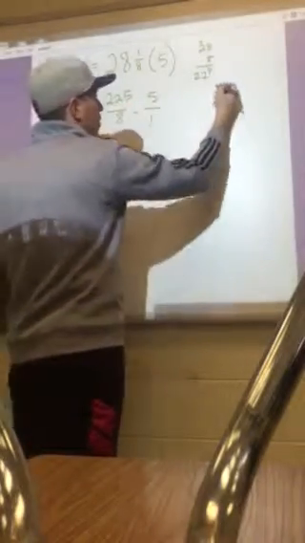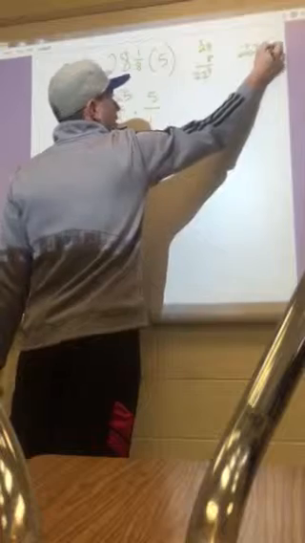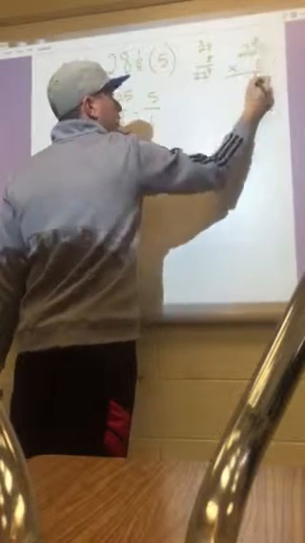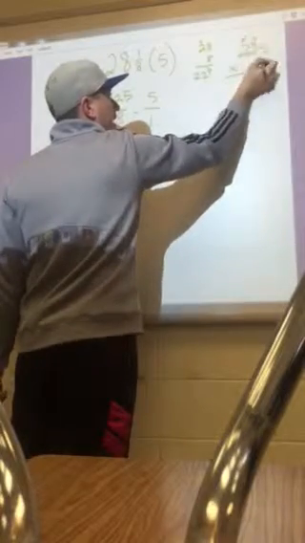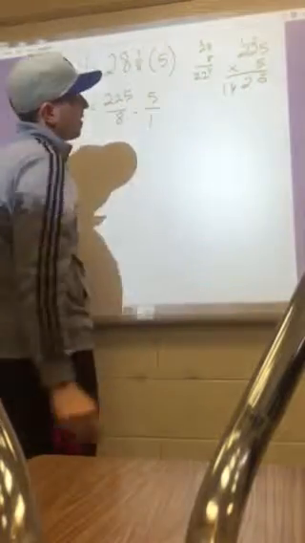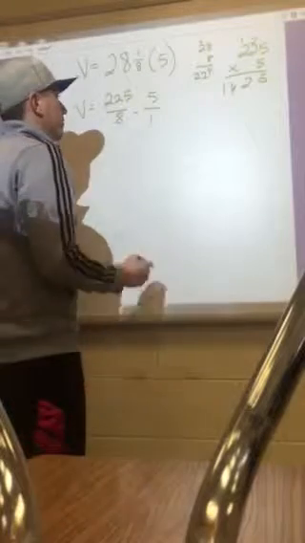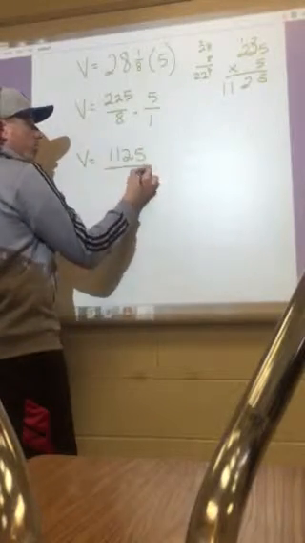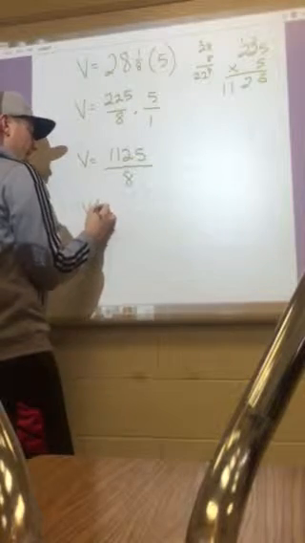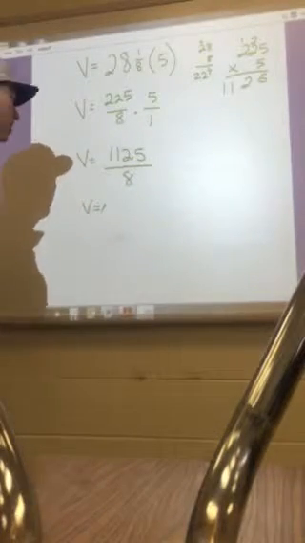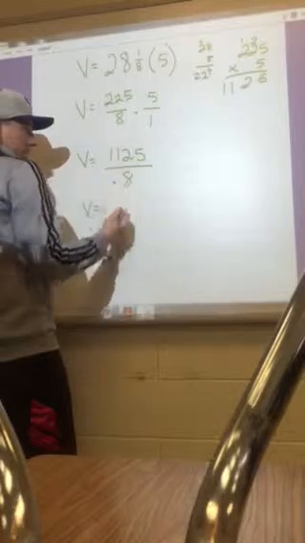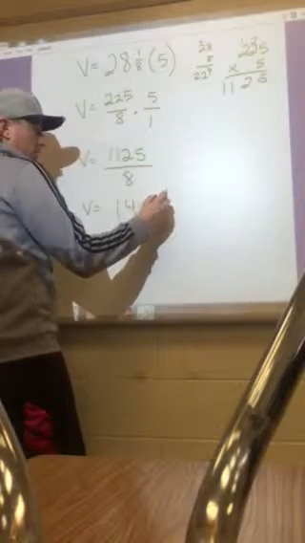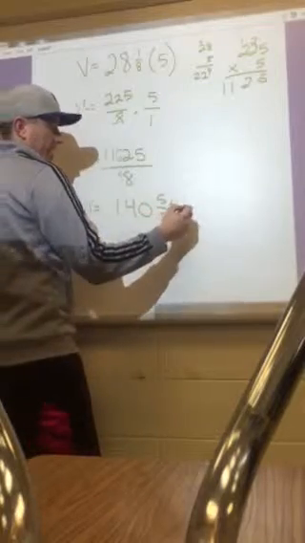225 times 5. You obviously can use your calculator. I'm going to multiply it out. 225 times 5, 1125. And then 8 times 1 is 8. This is really, really long. 8 goes into 11 once. 32, 4, 0, 140 and 5/8 inches.